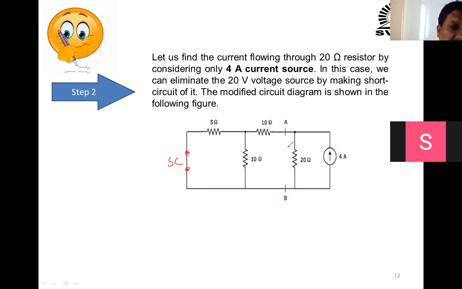Now we have to find out this current now. This current is known as I2, because we are finding out the second current. Okay. So how to solve this one? How to get the answer of this I2 now? There are two methods by which we can get the answer of I2. We can use two methods here.